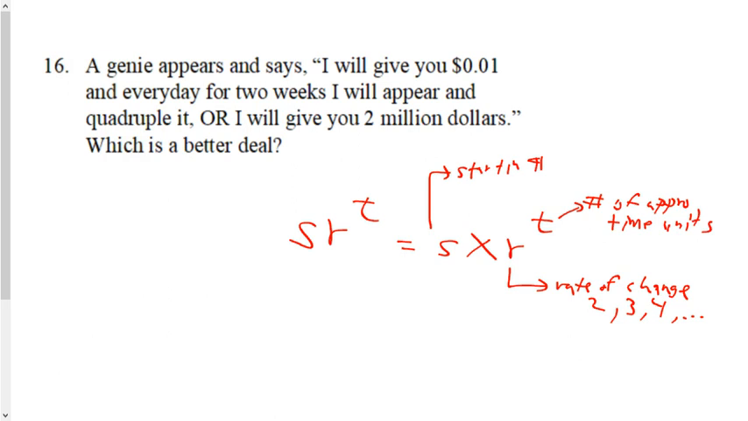Simple exponential growth. So if we take our formula and we substitute S is 0.01, that's how much money I start with. The rate of change is to quadruple, which means our number in brackets will be 4. And the number of time units, it's for 2 weeks. Every day for 2 weeks. So how many days are there? There are 14 days.